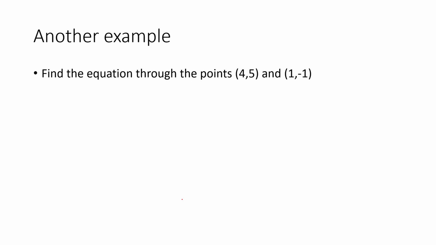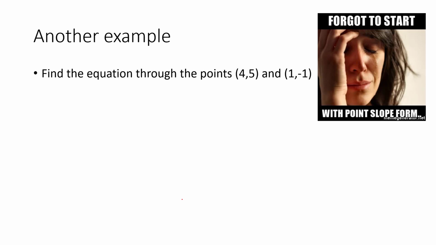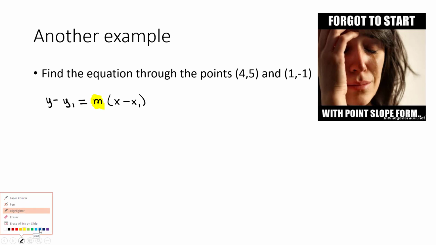What is the equation? We always like to try and use the slope-intercept form, but we don't have it. Please don't forget to start with the point-slope formula, which you should work on memorizing. The sooner you have that memorized, the better. y minus y1 equals m times (x minus x1). But to do that, we need to know the slope. So first, we have to calculate the slope.